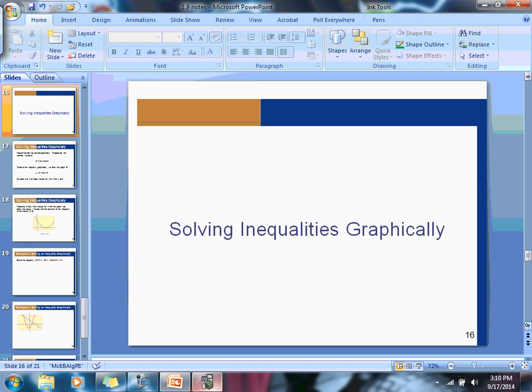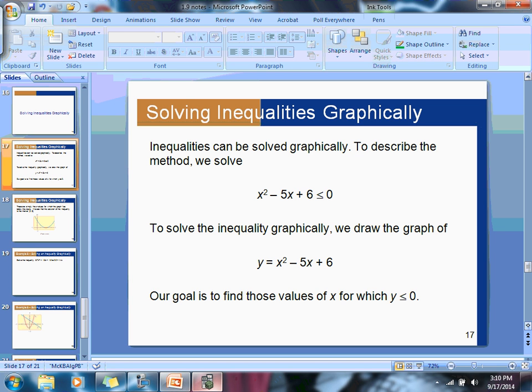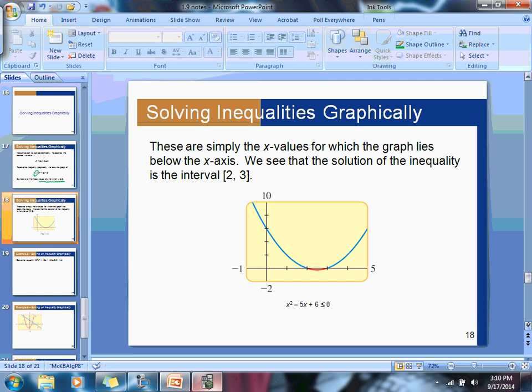Okay, so now we're going to solve inequalities graphically. And basically it's the same. When we were solving inequalities by hand, we set everything equal to 0, or in this case, less than or equal to 0. And we can still do that in our calculator. We just replace the 0 with a y. And then for this example, we would have to find the values of x for which y is less than or equal to 0. So this can be a little tricky because we'll still get a parabola for that example.